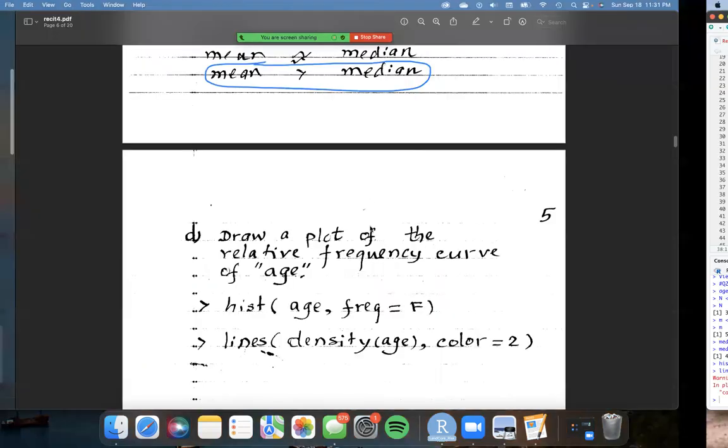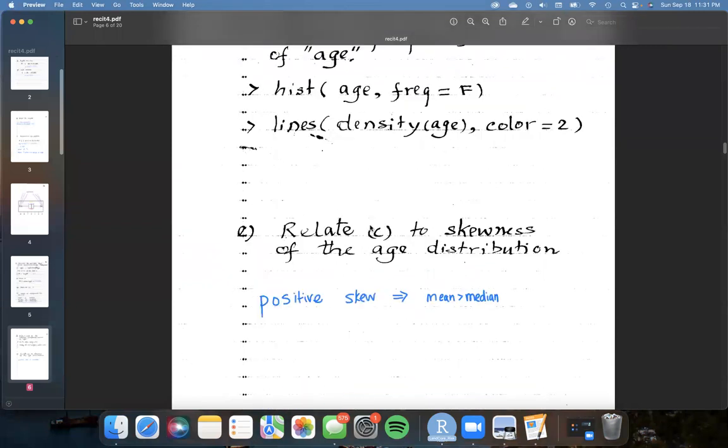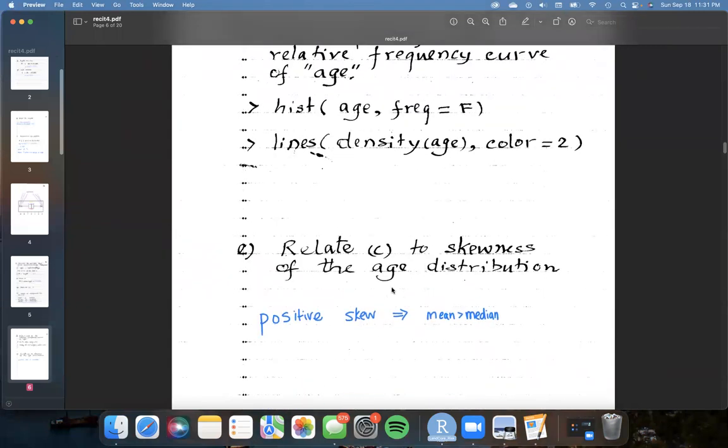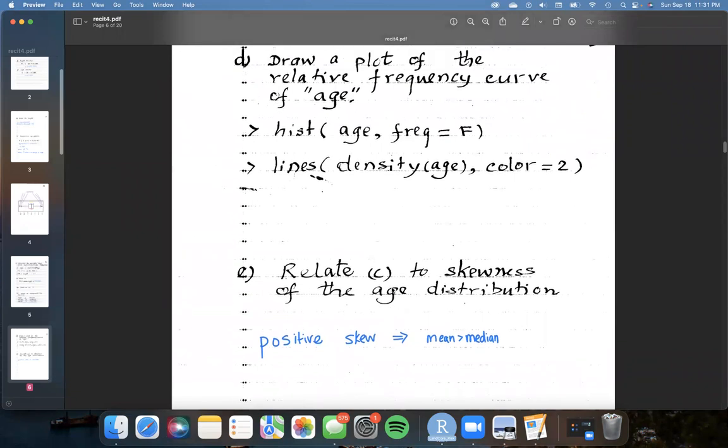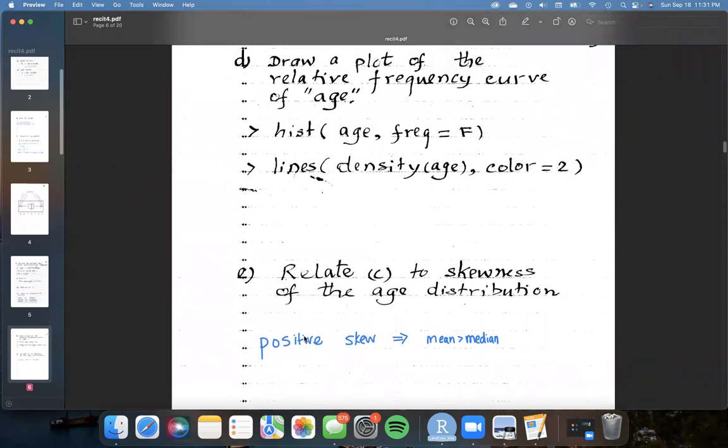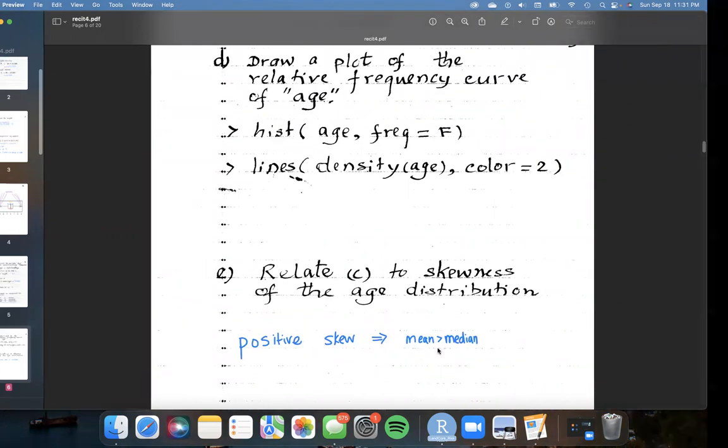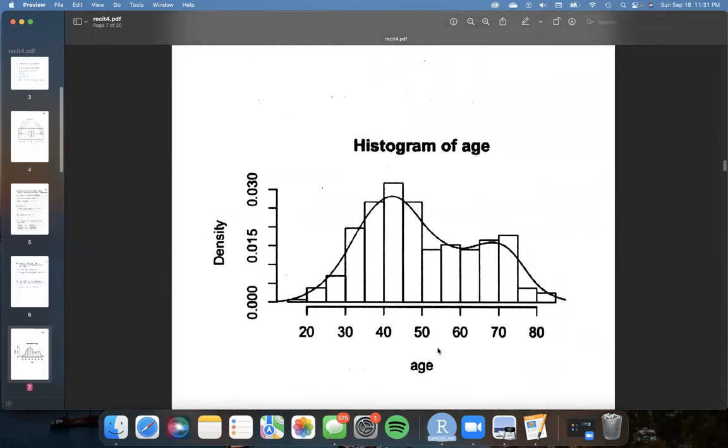And the next question asks for us to relate the skewness of the age distribution. So here we would have a positive skew because our mean is greater than our median. So if we look back at our graph here, we have a positive skew, or we're skewed to the right. So that's because our mean is greater than our median.